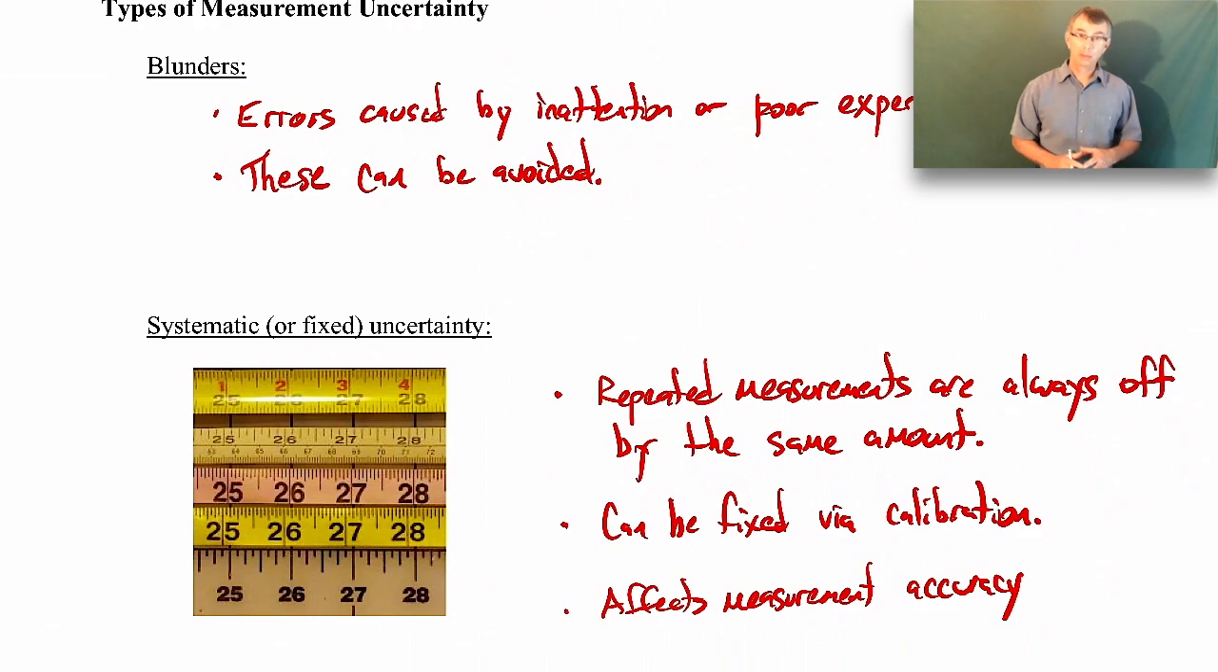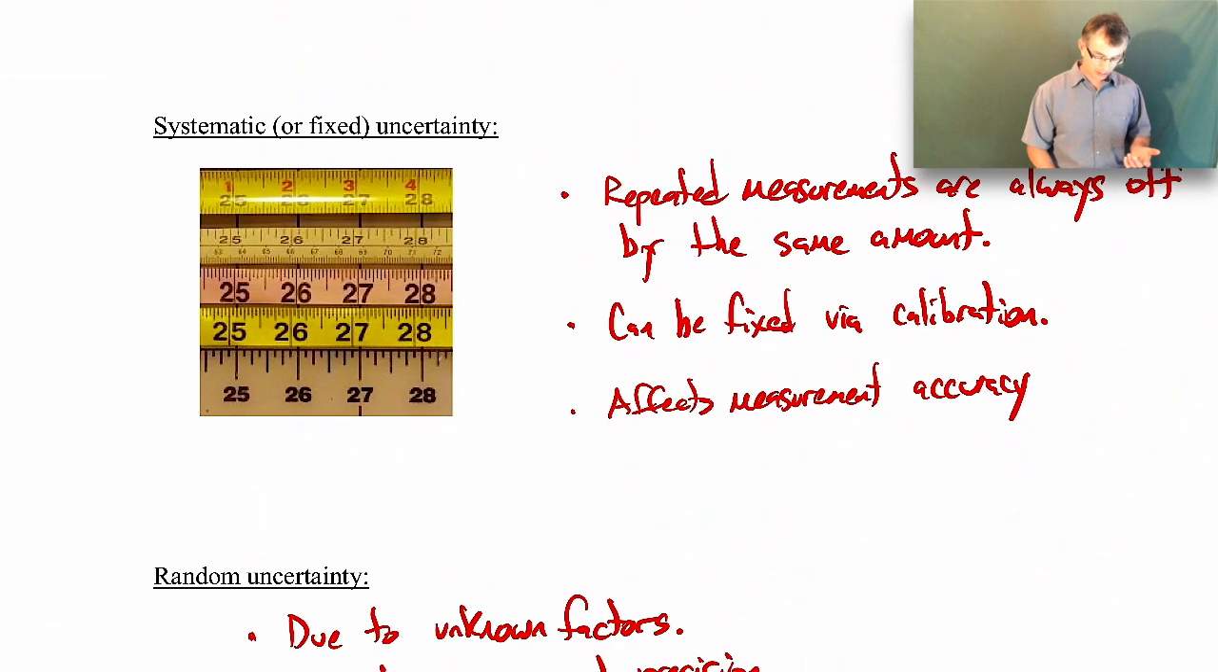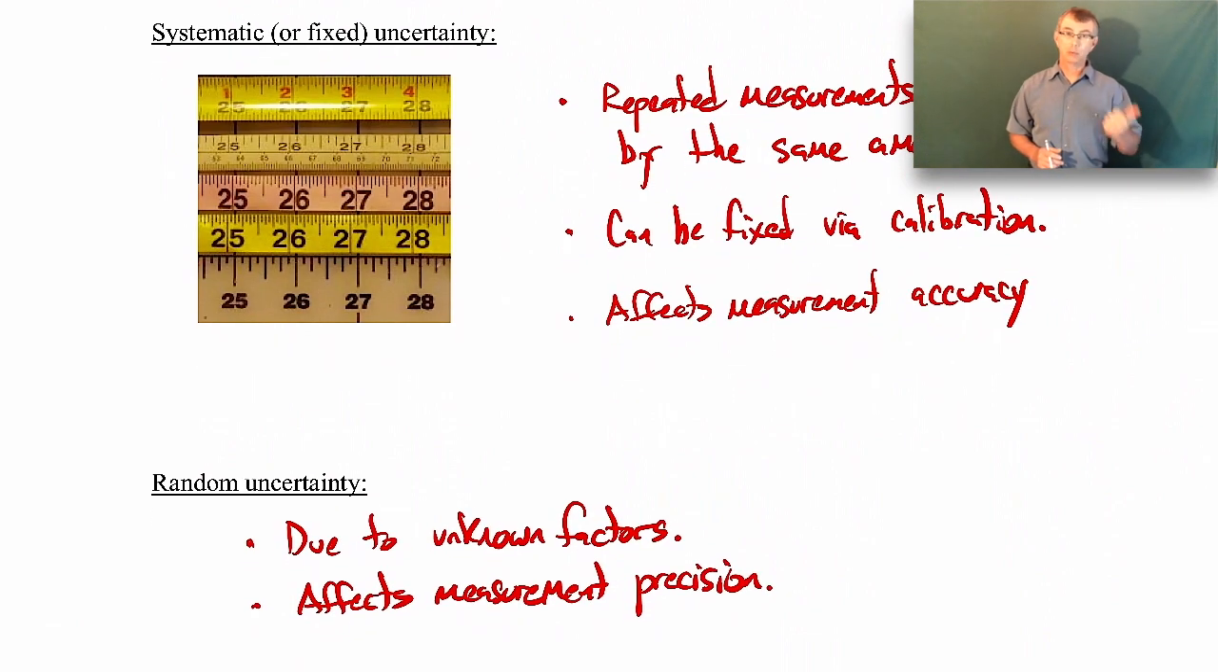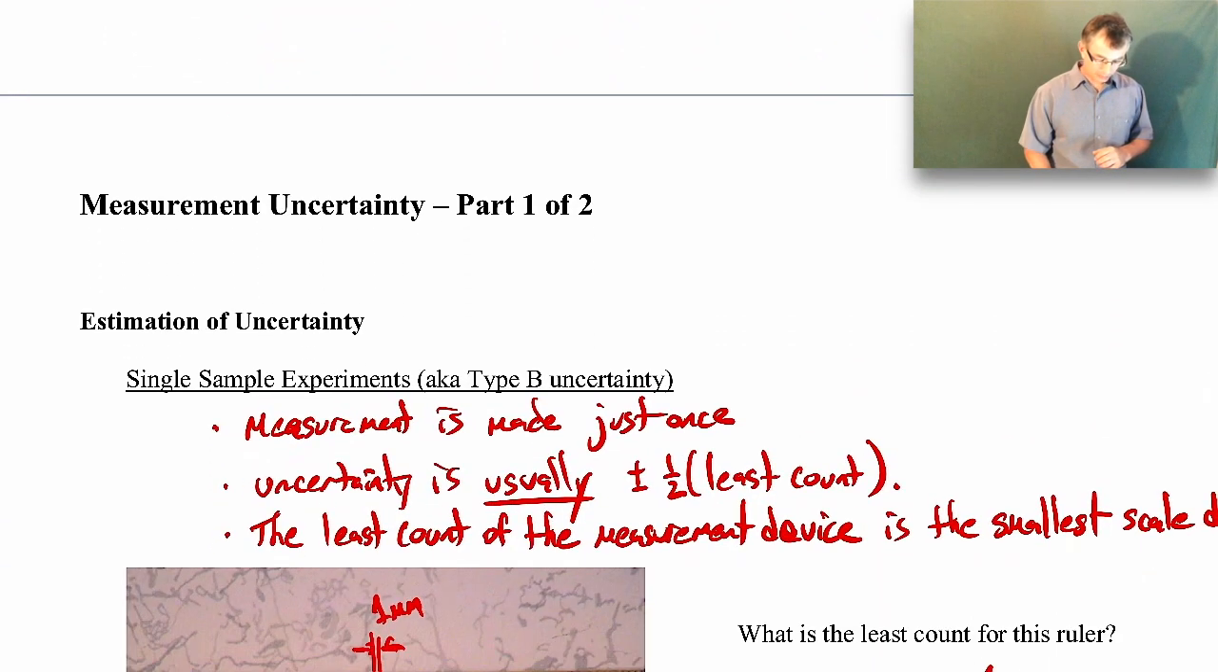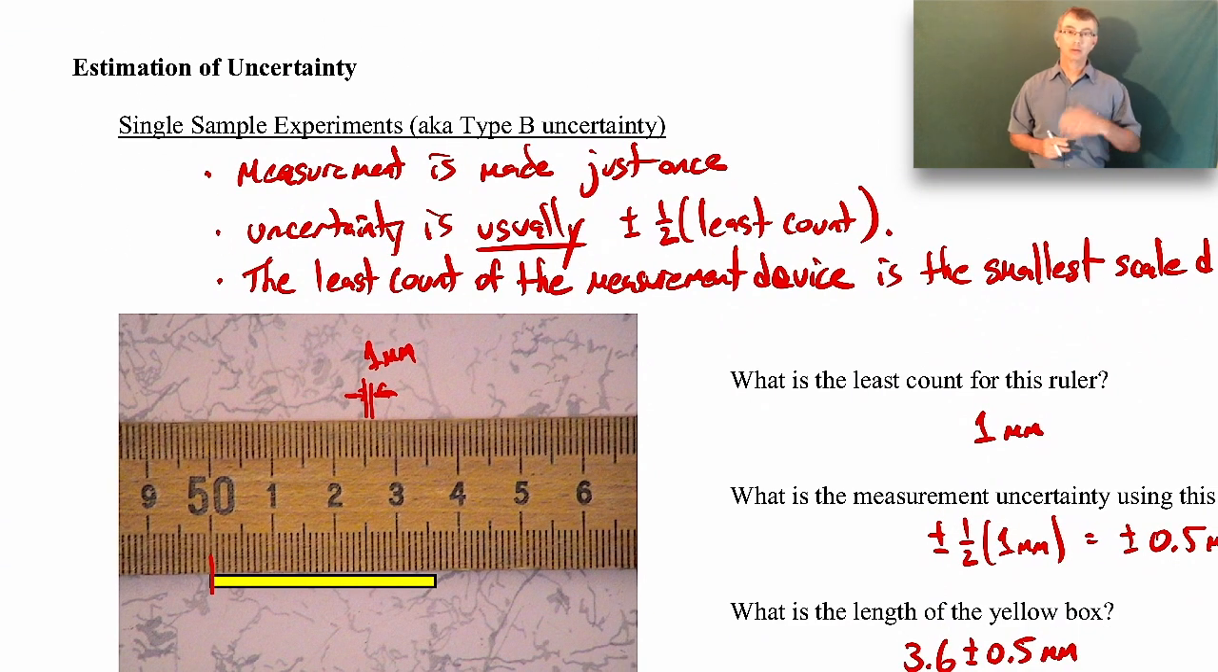The other thing I want you to remember is we have blunders, systematic uncertainty, and random uncertainty. Blunders you can avoid through careful planning. Systematic uncertainty you avoid through calibration. Random uncertainty you kind of have to live with, but we can quantify it. With single sample experiments, we quantify the uncertainty as plus or minus 1/2 the least count. And the least count should be based on what you have 95% confidence in when you do the least count.